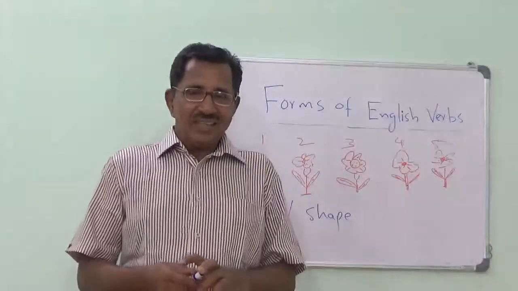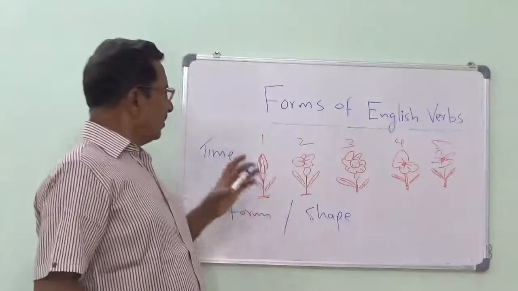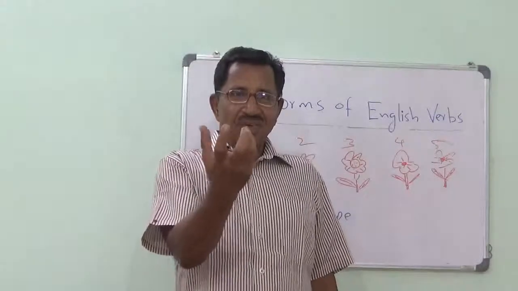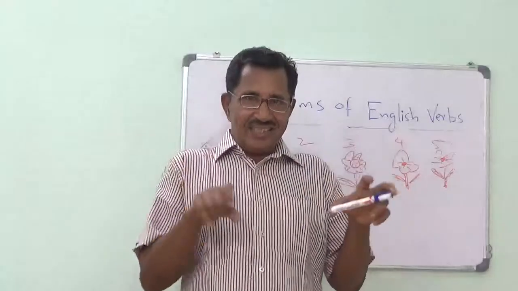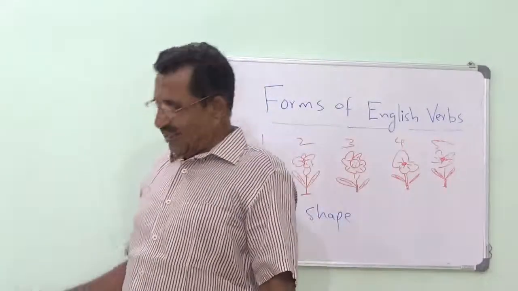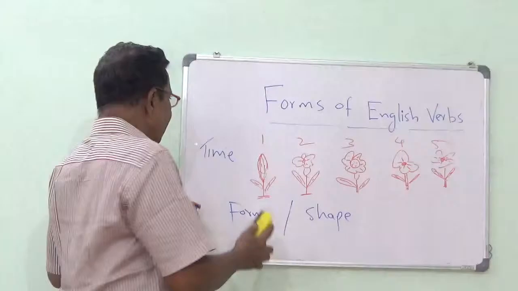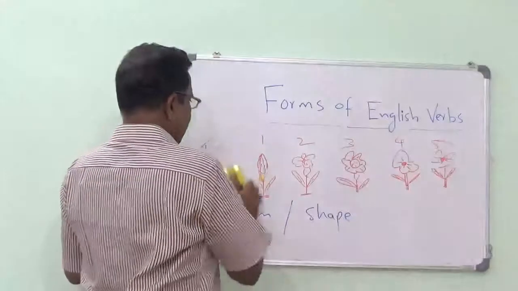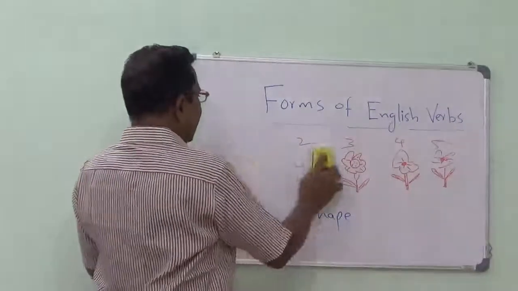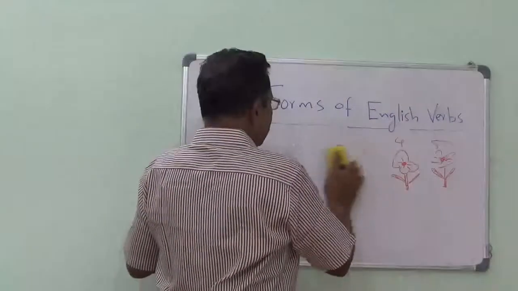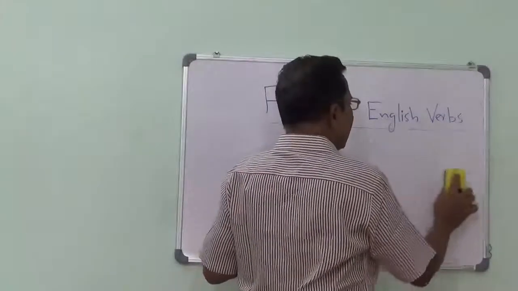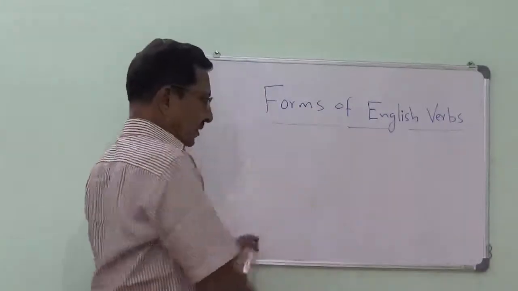Otherwise, when I say the forms of English verbs, English verb is not like a flower, but it changes its shape, you can see. English verbs mainly are divided into 2 groups. I hope now you understand what is meant by form. Change of shape, that's all. Forms means different shapes.